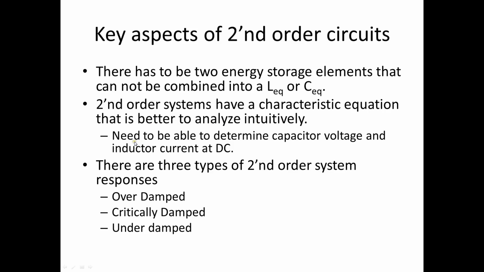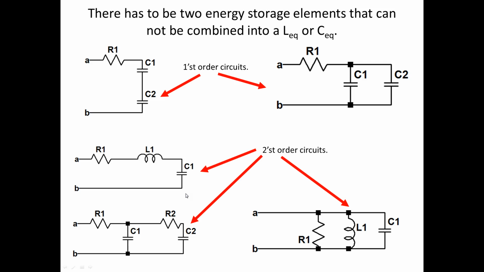And to help with that, you need to be able to determine the capacitor voltage and inductor currents at the initial point at DC and in the long term at DC. And there are three types of second order system responses: overdamped, critically damped, and underdamped. So let's go into all of these three aspects.